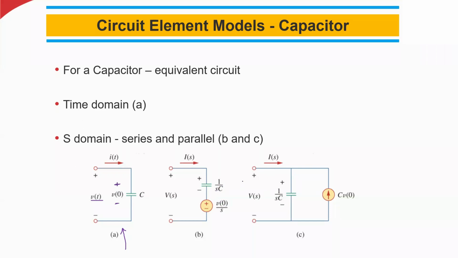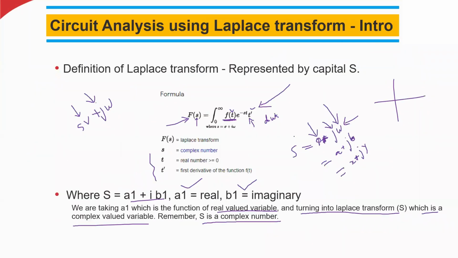In this circuit, everything else is the same: V(s), I(s), and here 1 divided by sC. Here we are representing the initial voltage in parallel, as C times V(0). So this is the very basic thing you have to remember: how we can represent the resistor, inductor, and capacitor in the S domain. So I just repeat one more time.